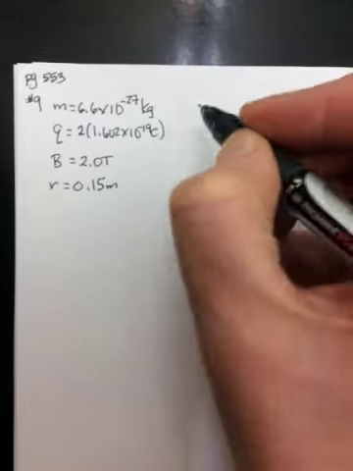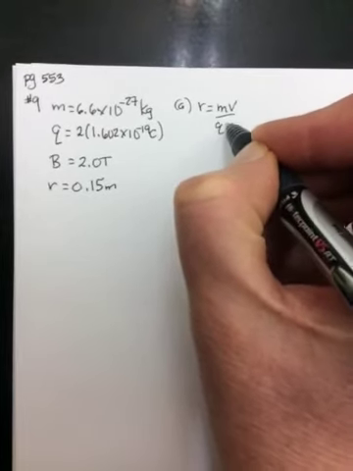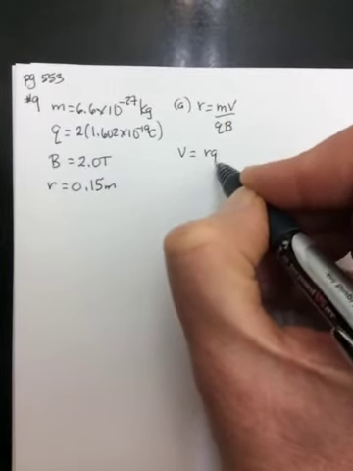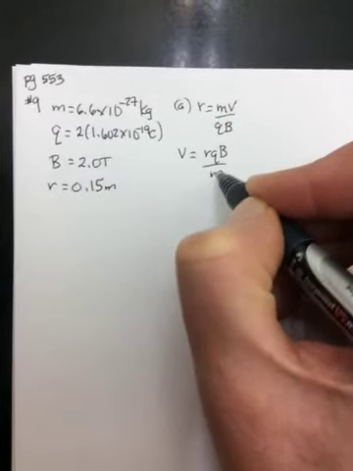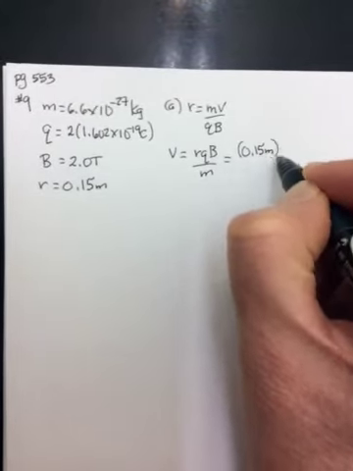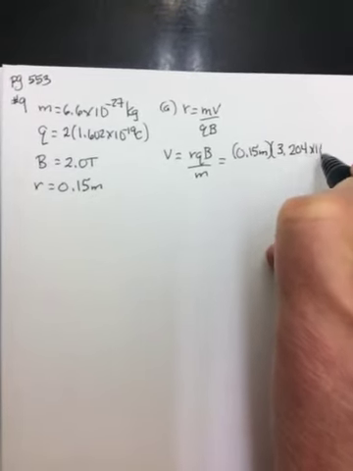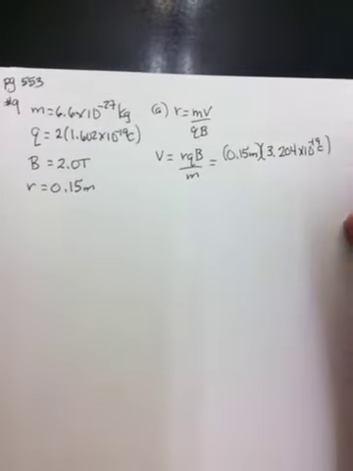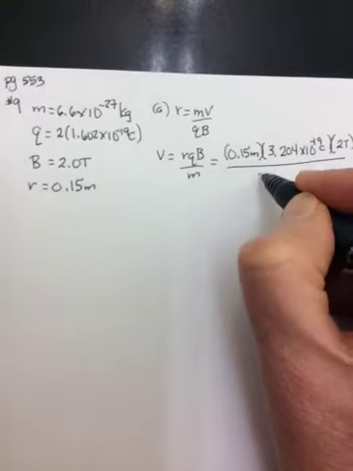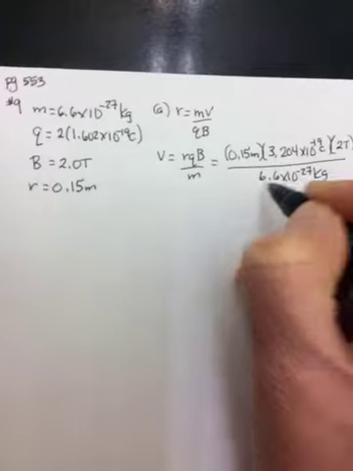Part A wants to know what's its speed. So we know R is equal to mv over qB. So that means V is equal to RqB over m. R was 0.15 meters, Q is 3.204 times 10 to the negative 19 coulombs, B is 2 Teslas, divided by 6.6 times 10 to the negative 27 kilograms.